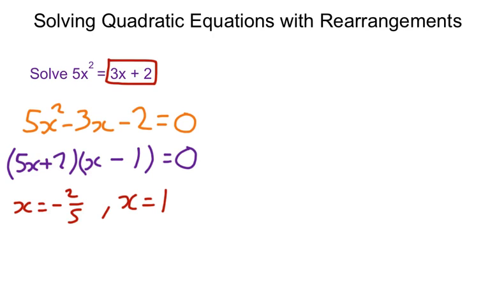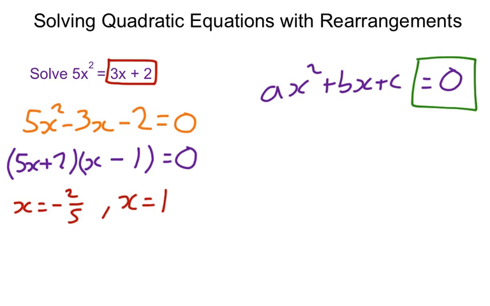So that's the most important thing when we're dealing with quadratics, is that we must have the quadratic in the form ax squared plus bx plus c equals 0. It must be equal to 0 so that the factorization works.